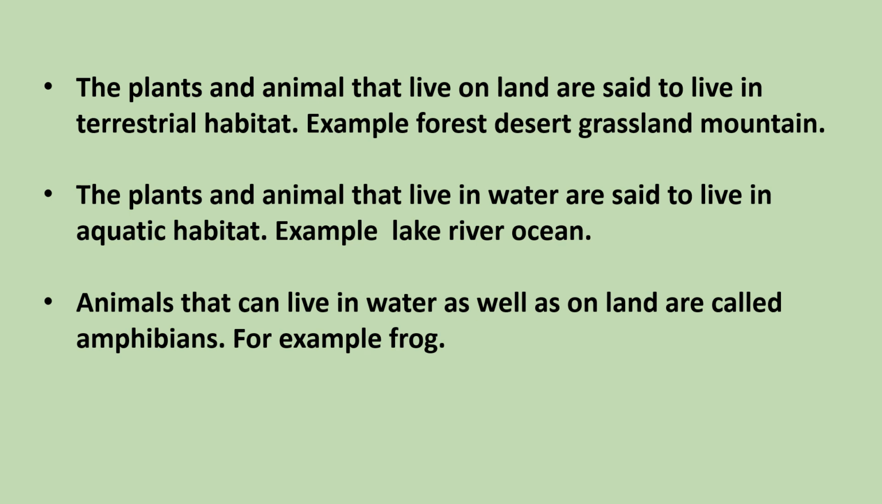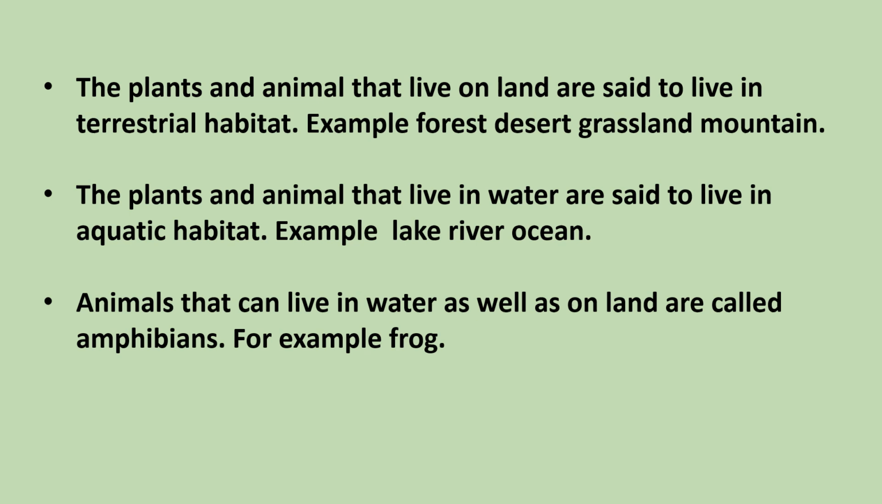The plants and animals that live in water are said to live in aquatic habitat. Examples: lake, river, ocean. So plants or animals that live in water are said to live in aquatic habitat. So lake, river and ocean are aquatic habitats.